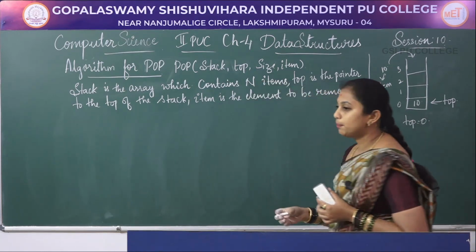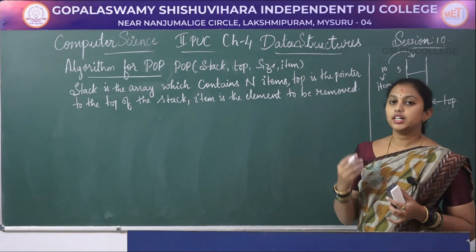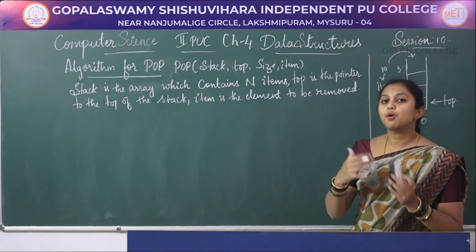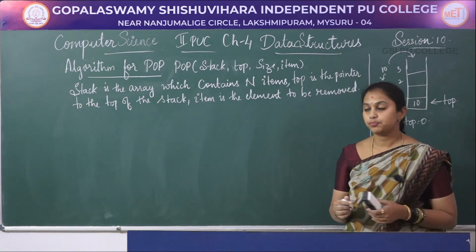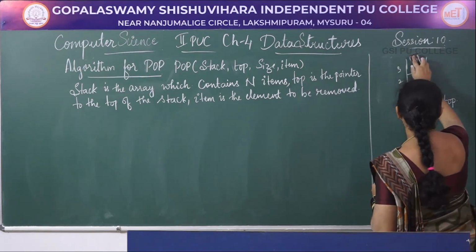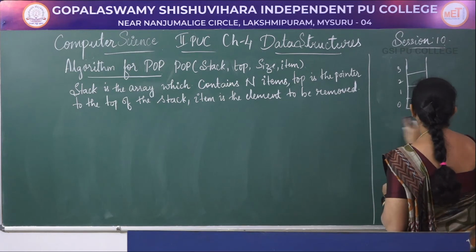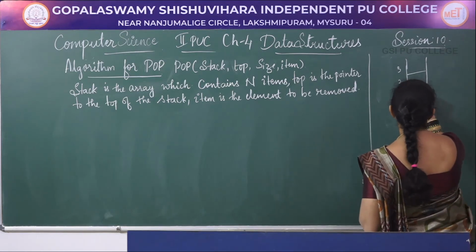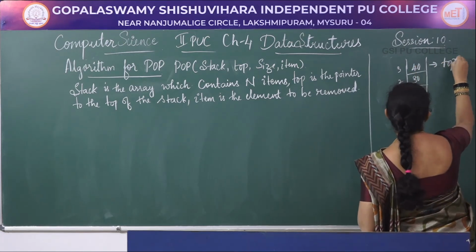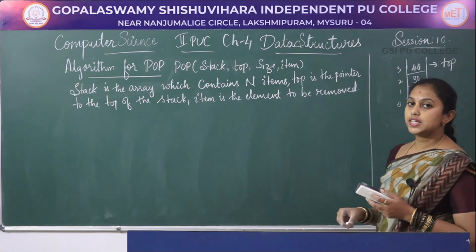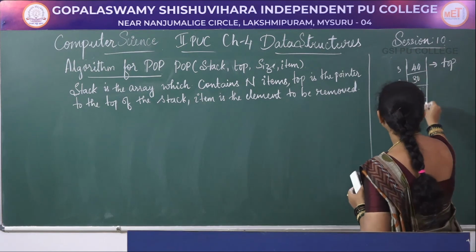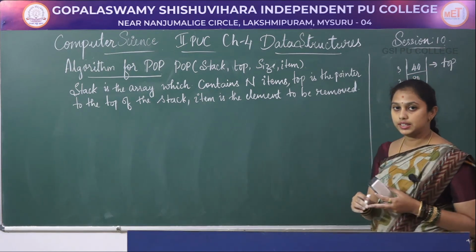So what is pop? It is nothing but removing an item from the stack. So it is also called as popping an element from the stack. So now let's see how to perform pop operation. So consider an array which contains 10, 20, 30 and 40 as its items. So the top of this stack is position 3.